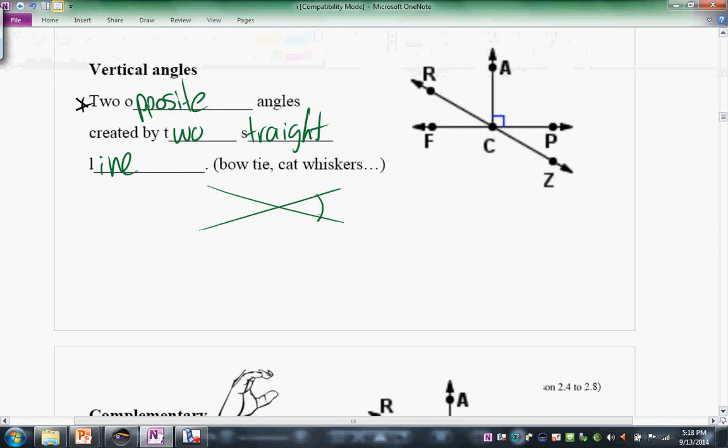Think of them as bow tie angles. I also call them cat whiskers. Notice I put hatch marks. These vertical angles, bow tie angles, cat whisker angles, whatever analogy you want to come up with, they're always going to be congruent. So any two straight lines. So this angle here, RCF, and the other angle PCZ, those are vertical.